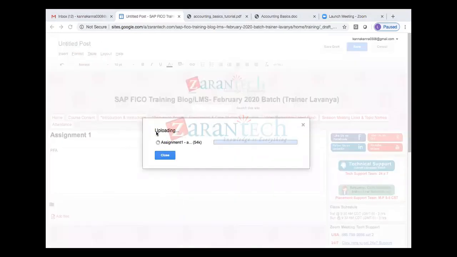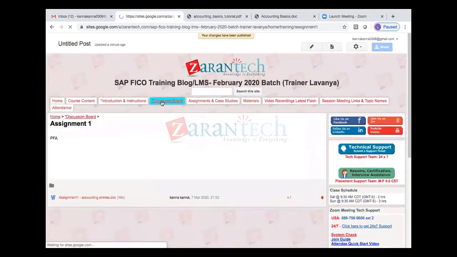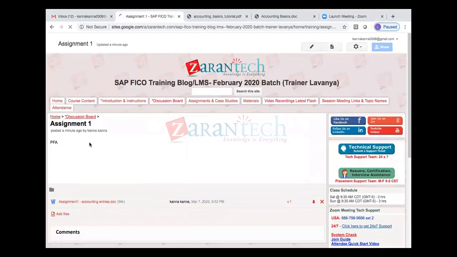So this assignment is about the accounting entries only. Just by giving the scenario, what will be the accounting entry for that scenario? That is what I mentioned here. So try to do this assignment. I've uploaded it in the discussion board. Here you can see it is in the discussion board.